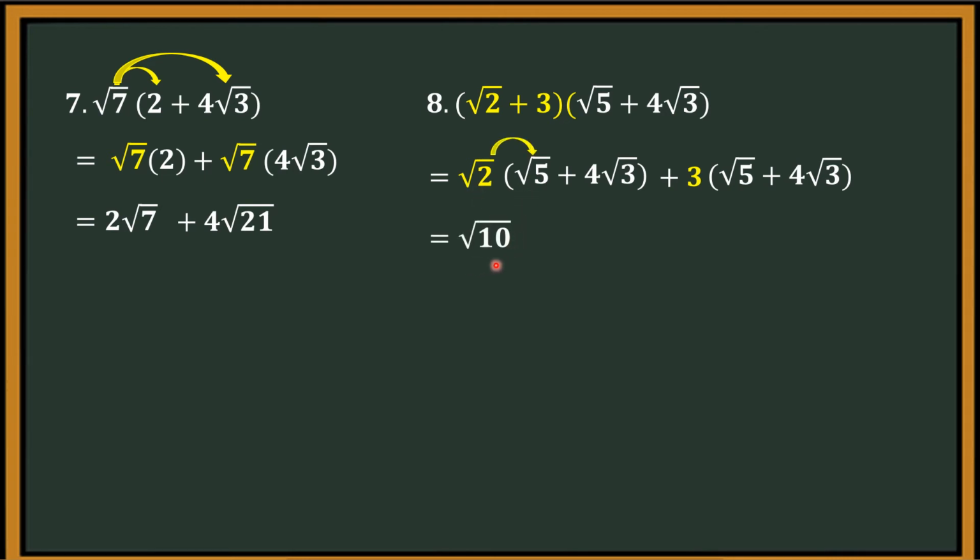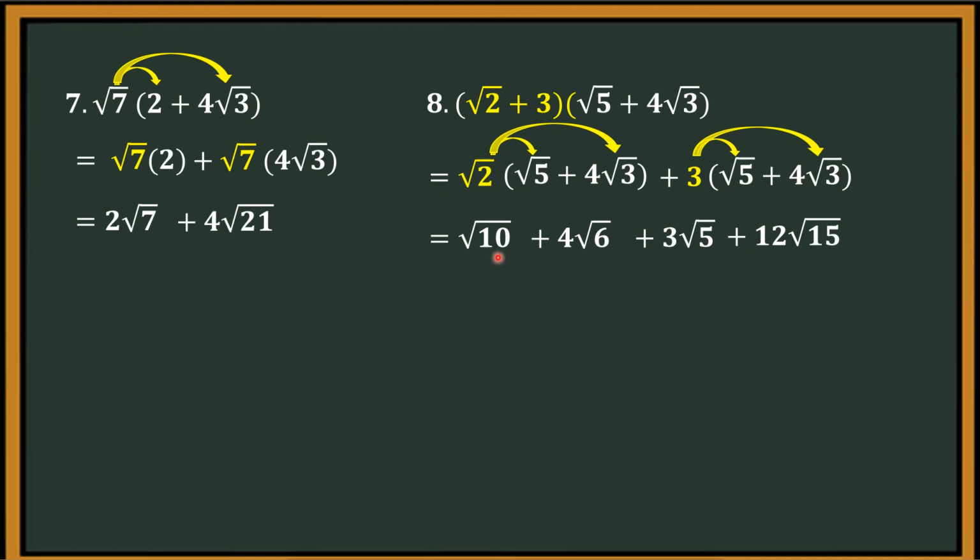So, that is square root of 10. And the other one, that is plus 4 square root of 6. Kasi multiply natin yung 2 and 3. That is why we have here 6. Next, 3 times square root of 5. So, that is plus 3 square root of 5. Then this one, so yung 3 and 4 lang ang pwede nating i-multiply kasi pareho silang coefficients. So, that is 12 square root of 15.